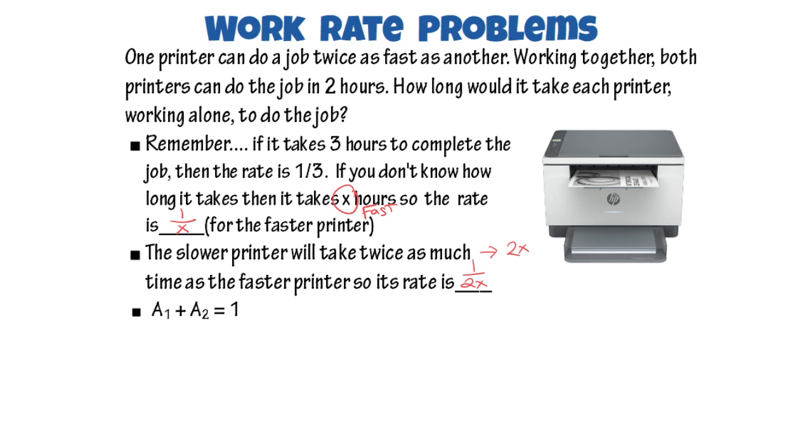Now, they also told us that they're going to work together for 2 hours. So I know what my time is. So I'm back to the amount of work the first printer does is its rate times its time, which we know is 2 hours. And the second printer, the slower printer, is going to be 1 over 2X. It's also going to work for 2 hours. And together it equals 1 complete job.